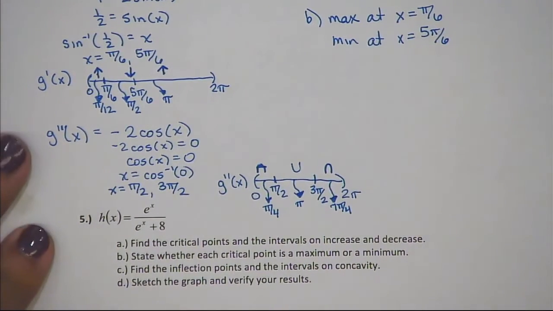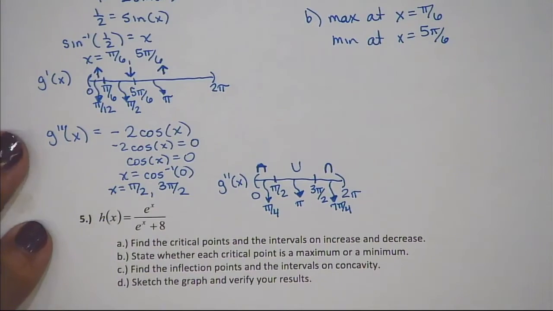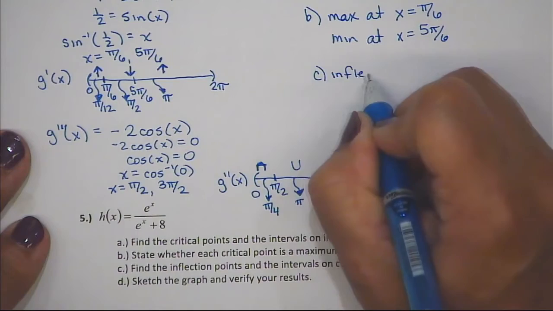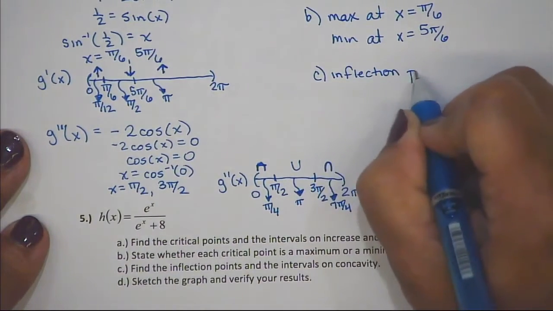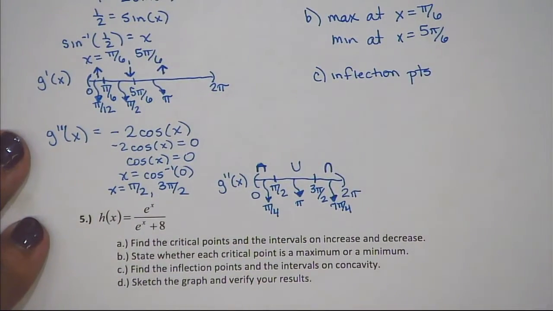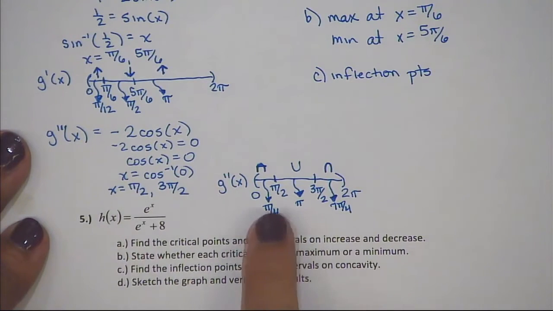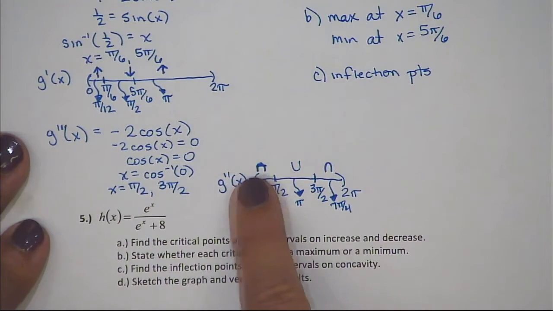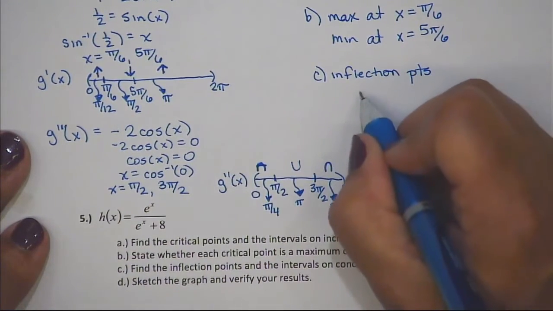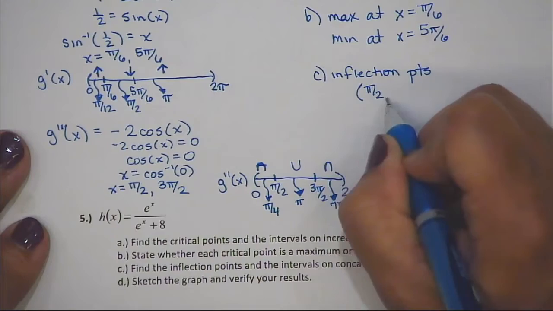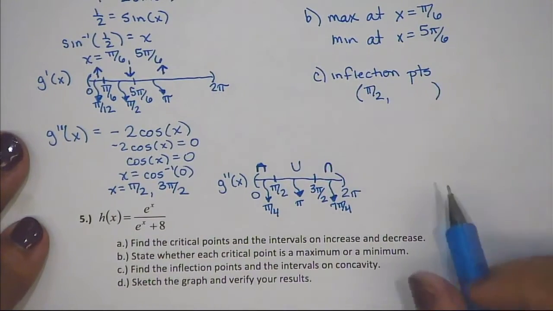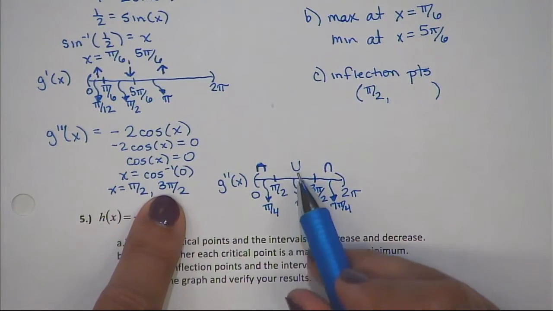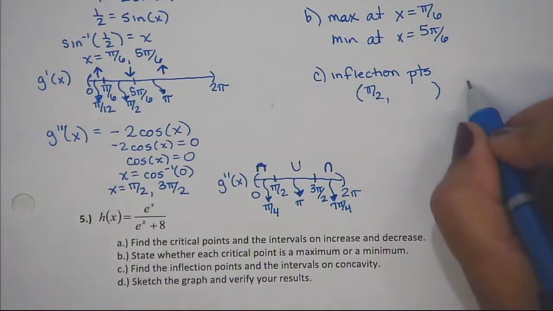All right, part C says find inflection points and find the intervals for concavity. So where do we have inflection points? Remember, inflection points only happen where you have a change in concavity. Is pi over 2 an inflection point? Yes, because I went from concave down to concave up. So the inflection point is at pi over 2. I've got to find the y value in a minute. Is 3 pi over 2 an inflection point? Yes, it went from concave up to concave down. So I've got 2 inflection points.